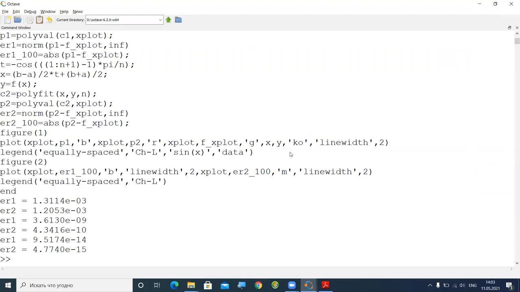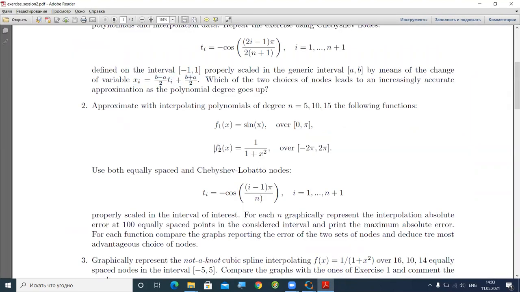And now we need to work with the exercise for the next function, the Runge function, F2, so 1 over 1 plus x squared. Here we consider equal spacing, and notice, it's not a good choice for this Runge function, but for sine x, it can be a good choice. But for the Runge function, it's not a good way.